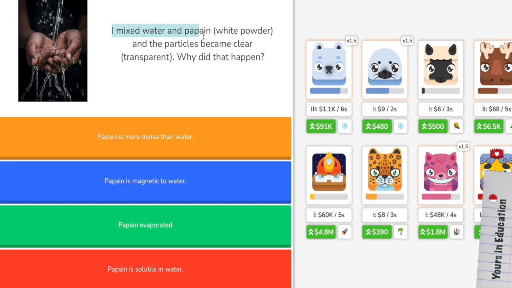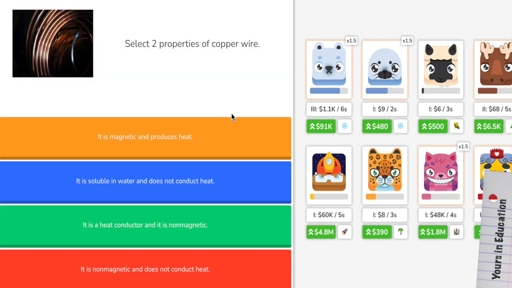I mixed water and papain, which is a white powder, and the particles became transparent. Why did that happen? Papain is more dense than water. No, then it would say something about it sinking. Papain is magnetic to water. What? No. Papain evaporated? No. Liquids evaporate, not powders. Papain is soluble in water. Yes. Since I read that it became transparent and the particles became clear, it definitely dissolved.